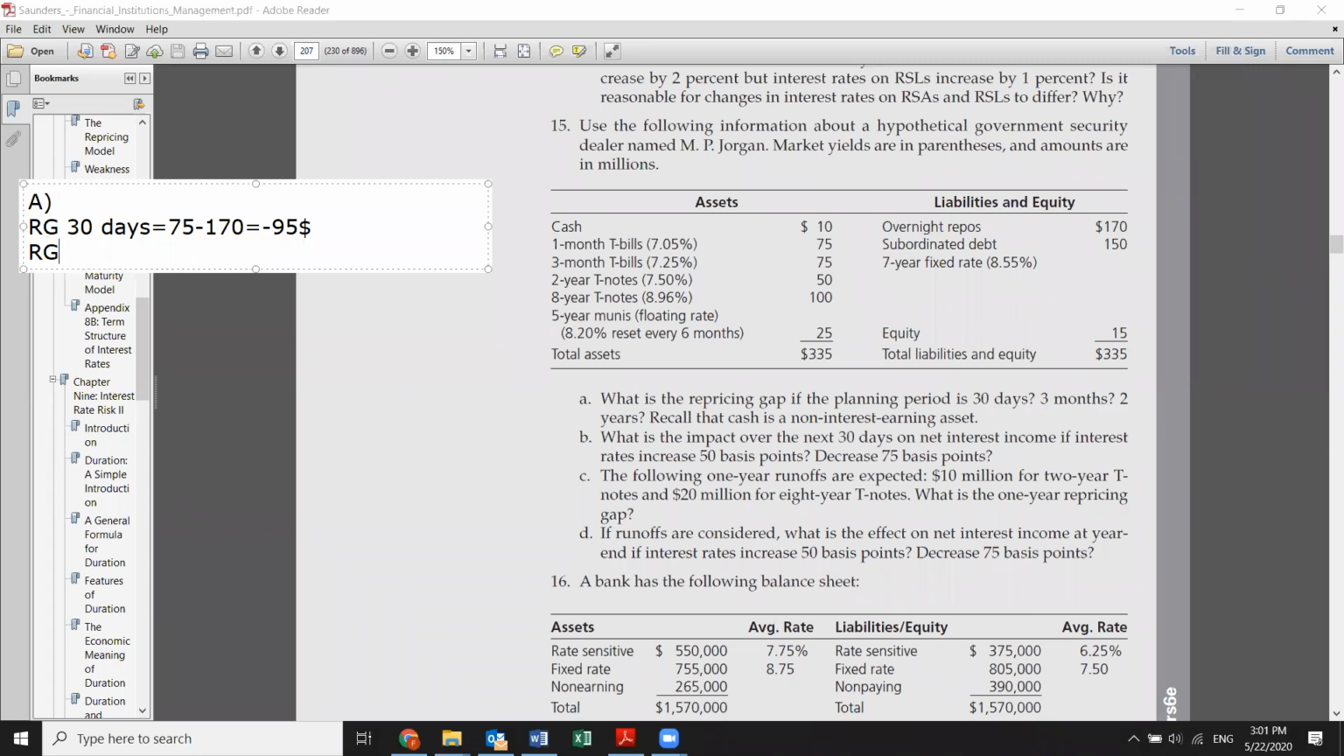Repricing gap with 3 months. So we're going to include the following: 75 plus 75, close the bracket, minus 170. That will bring us minus 20.